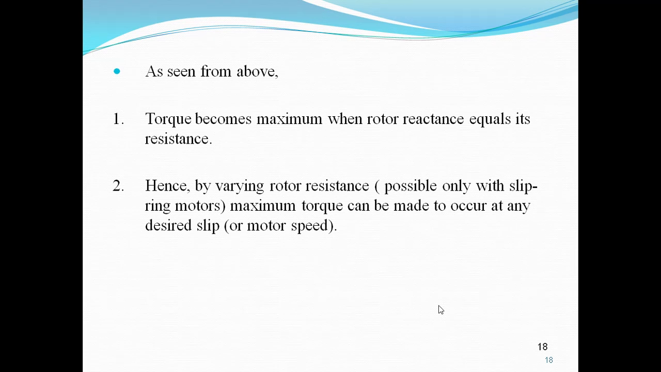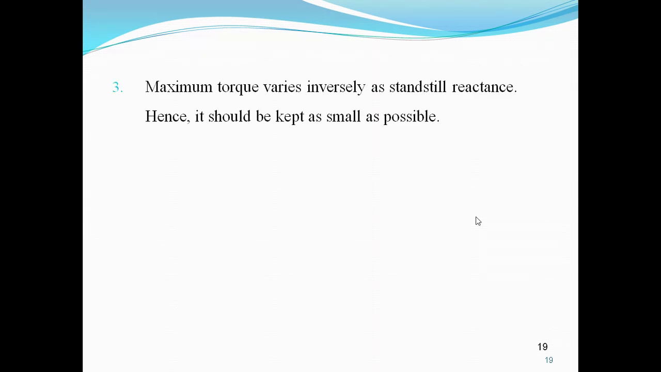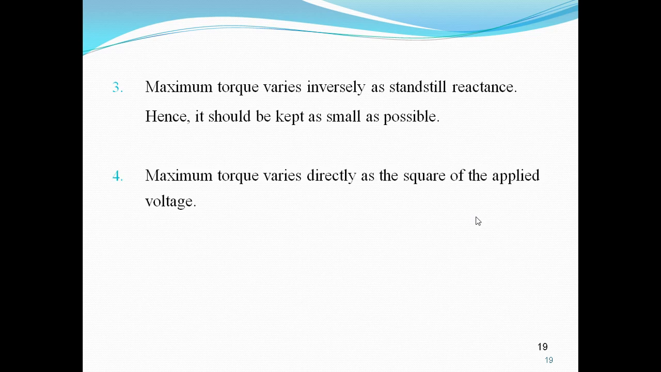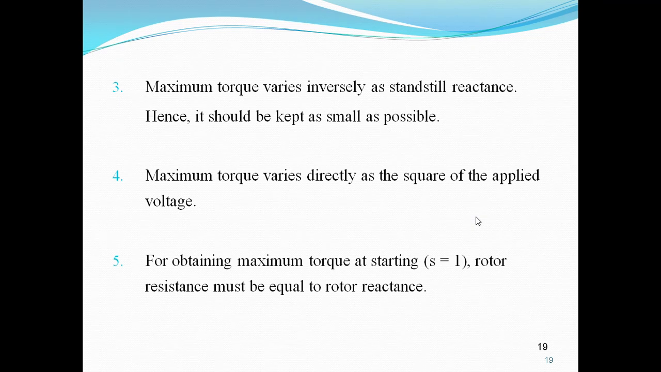Hence, by varying the rotor resistance, maximum torque can be made to occur at any desired slip. The next point is that maximum torque varies inversely as standstill reactance, hence it should be kept as small as possible. Maximum torque varies directly as the square of the applied voltage.